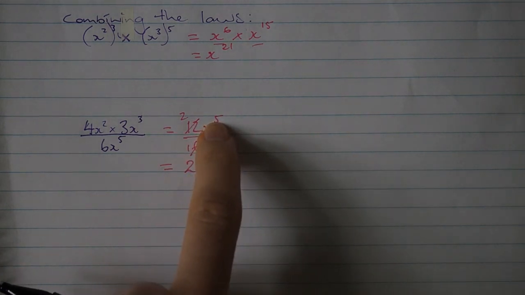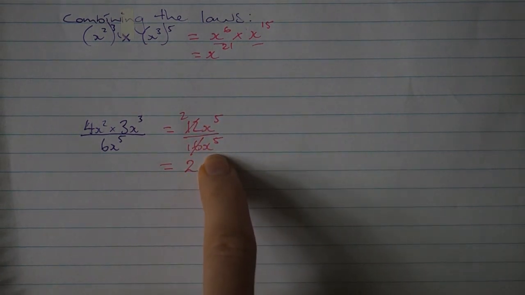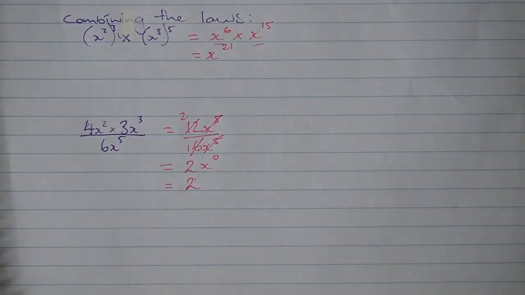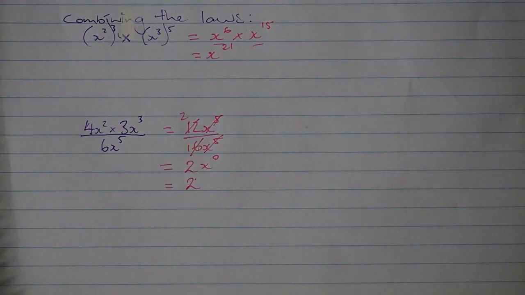And x to the power of 5 over x to the power of 5, we subtract our powers. 5 minus 5 is 0. X to the power of 0, of course, gives us 1. 2x to the power of 0 is 2. So they will actually reduce completely out of that fraction.